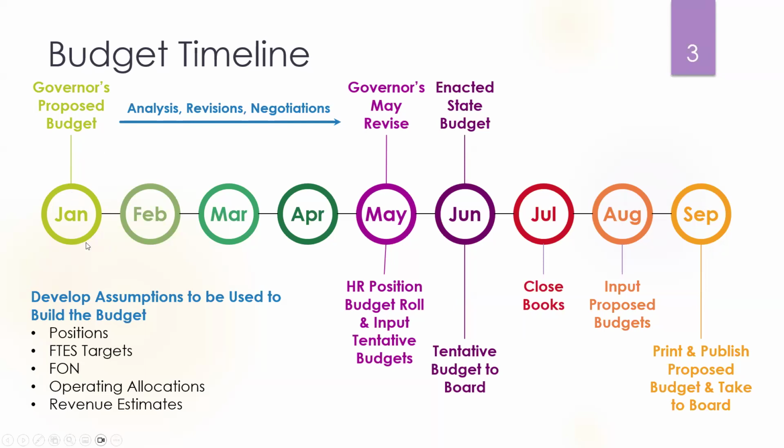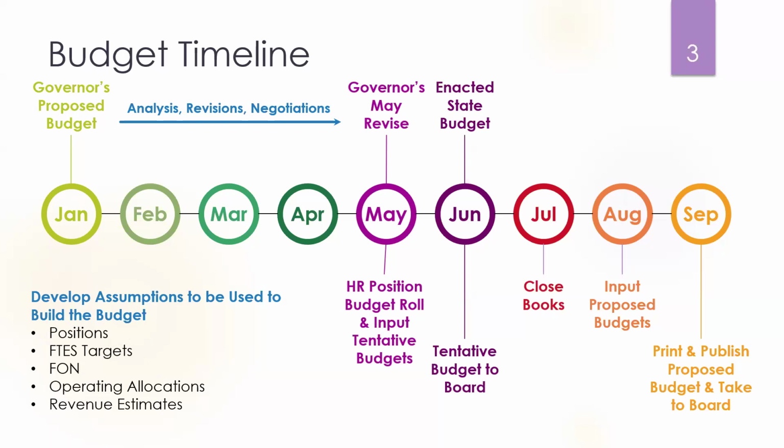At the same time that happens, we start working on developing our budget assumptions. So these are all the different things, the calculations that underlie our budget that we're going to use to build next year's budget. We look at our revenue estimates to start with because we need to know how much money we might be anticipating being able to use toward our expenses. And then we'll start looking at all of our different calculations for expenses. The first one that we focus on is our positions.